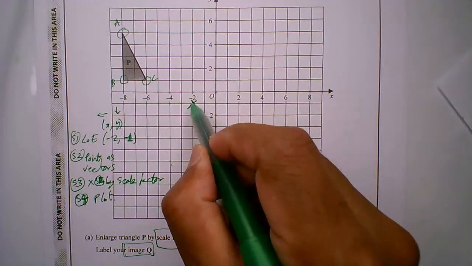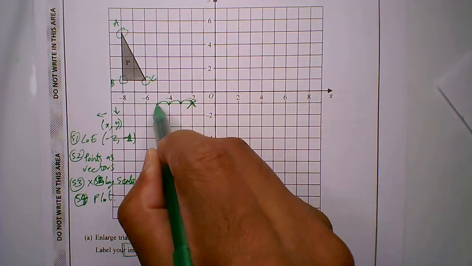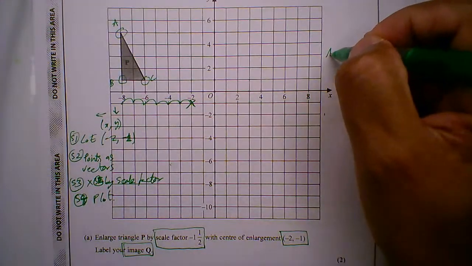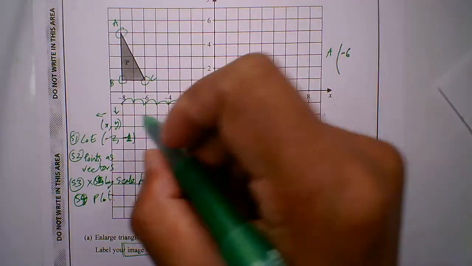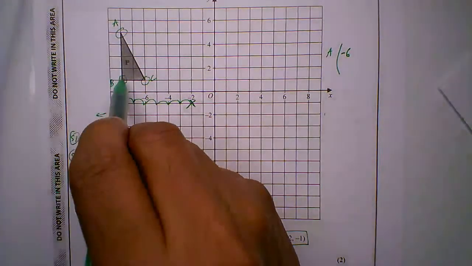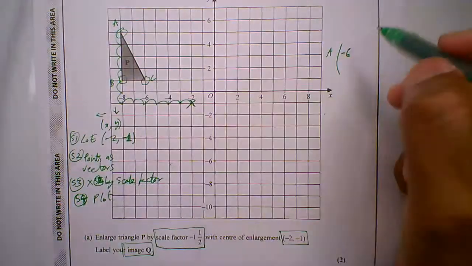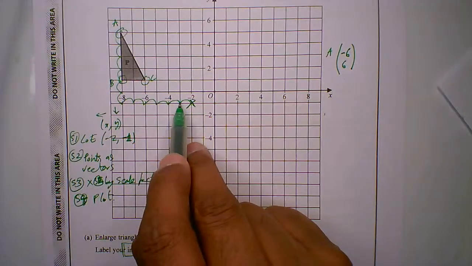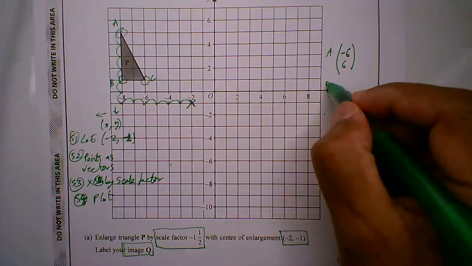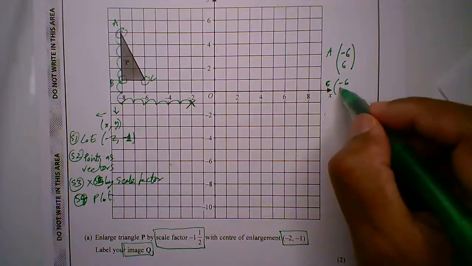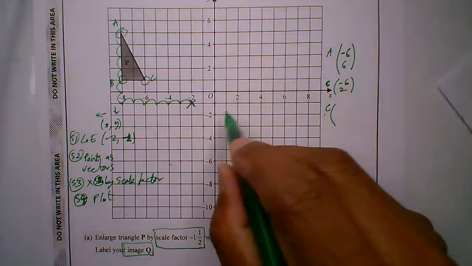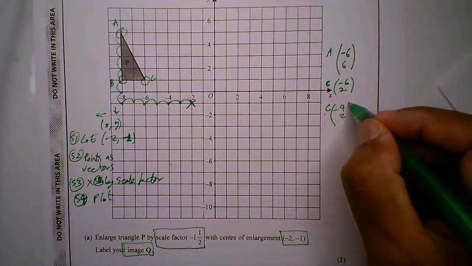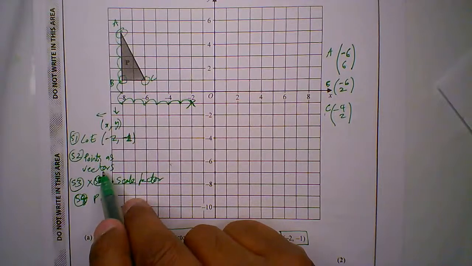So let's go to A. I'm going to the left, 1, 2, 3, 4, 5, 6 jumps. So A is to the left, so -6, and then I'm jumping up 1, 2, 3, 4, 5, 6. Same thing with point B, 6 jumps to the left, -6, and then 2 jumps up, +2. And for C, it's 4 jumps to the left, -4, and then 2 jumps up. So I've done my step 2, points as vectors.